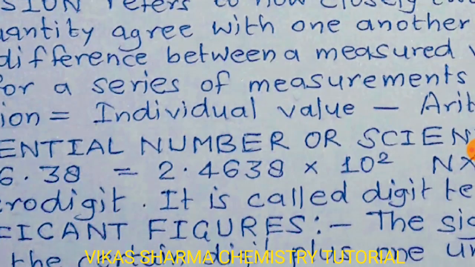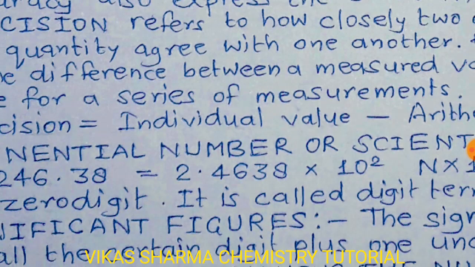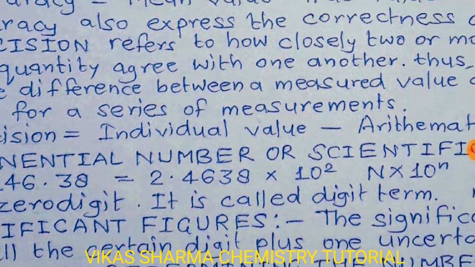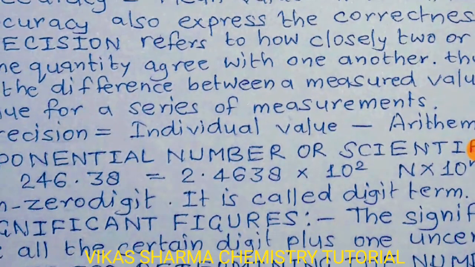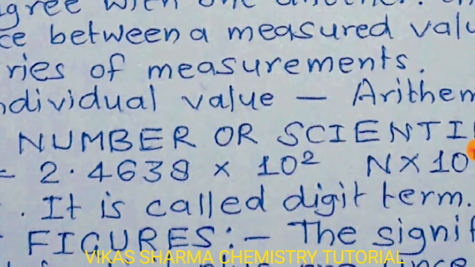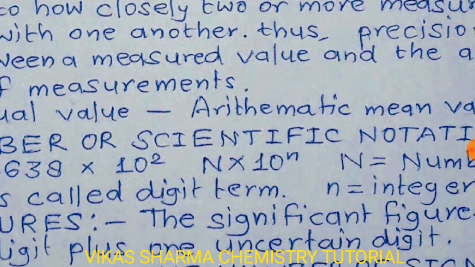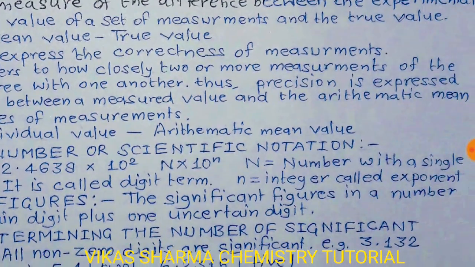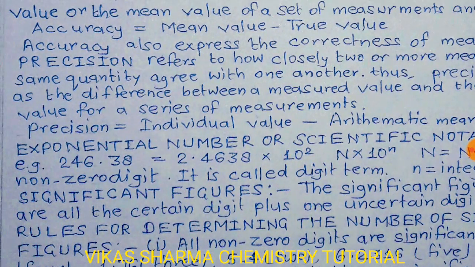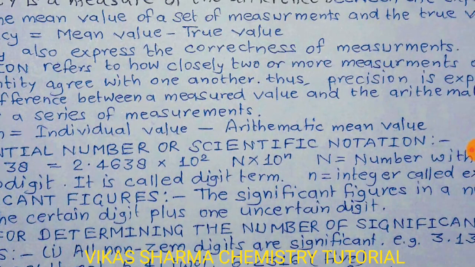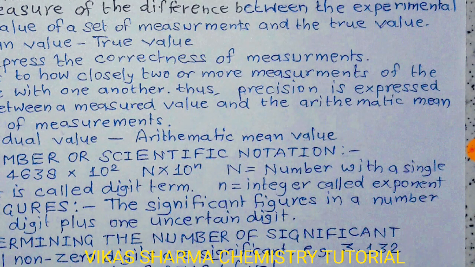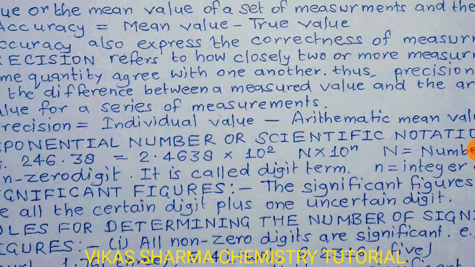Always keep one digit before the decimal and the other digits that are necessary on the right hand side of the decimal. How many places the decimal moves, left or right, increases or decreases the exponent, and you show that in the exponential value. So the formula is N into 10 to the power n, where capital N is a number with a single non-zero digit, called the digit term, and small n is an integer called the exponential term.